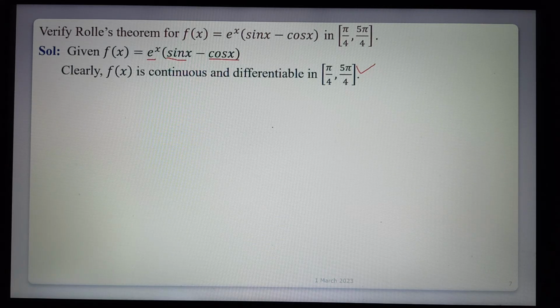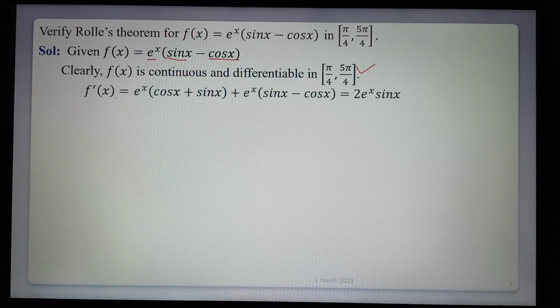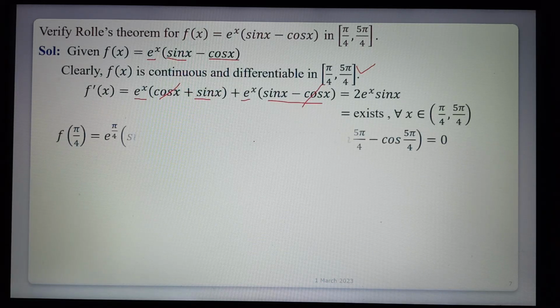Okay. So now finding the differentiation. f dash of x equal to, using the u into v method, e power x into the derivative of sin x minus cos x, that is cos x plus sin x, plus the derivative of e power x, e power x, into sin x minus cos x. So here cos x cancels, remaining 2 into e power x sin x. This f dash of x always exists in the given interval, for any value between minus 5 by 4 and 5 by 4. So it is differentiable.